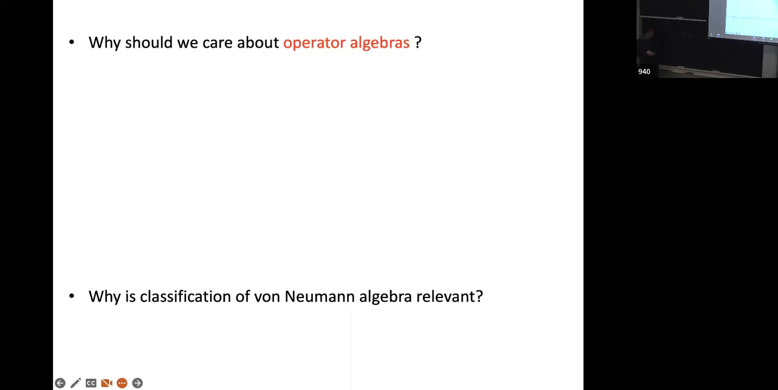Good, good. Okay, since not everybody deals with operator algebras on a daily basis, let me also mention a few remarks. Why should we care about operator algebras when we think about quantum field theory or quantum gravity? And why is the classification of von Neumann algebras relevant? Somehow they have to do with these arcane properties of the projection operator, and why should they be relevant for us? Here I'm just going to make some remarks. It's not easy to substantiate them, but I hope to give you some feeling.